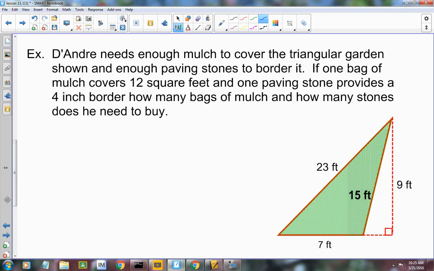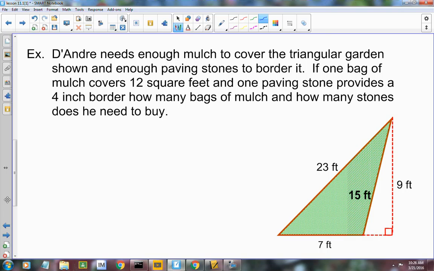Little application here. DeAndre needs enough mulch to cover a triangular garden shown and enough paving stones to border it. If one bag of mulch covers 12 square feet and one paving stone provides a 4-inch border, how many bags of mulch and how many stones does he need to buy? Okay, so we want to know how much mulch is going to go on the green part, and we want to know how many paving stones, which is going to go around the brown border.